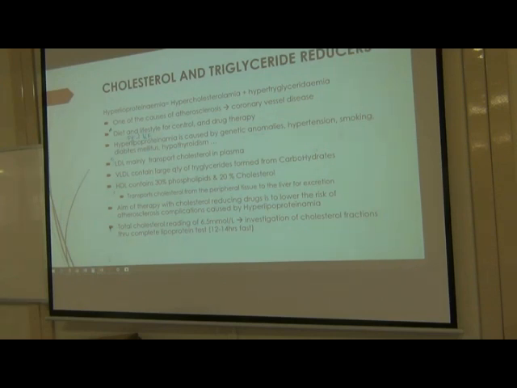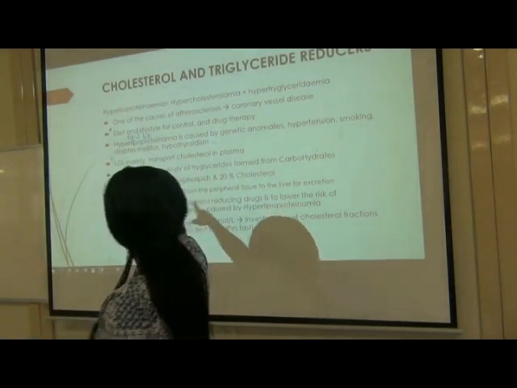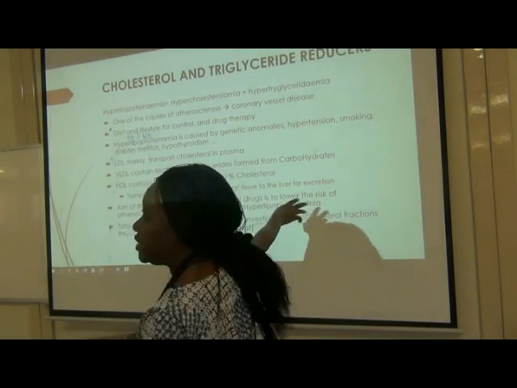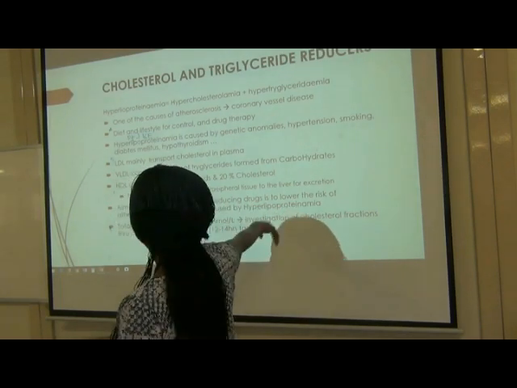So cholesterol, we have 3 different types of cholesterol: LDL, VLDL, and HDL. We all know the good one and the bad one. But I want to take note of transports. HDL transports cholesterol from the peripheral tissue to the liver for excretion. So that's one of the advantages of HDL.